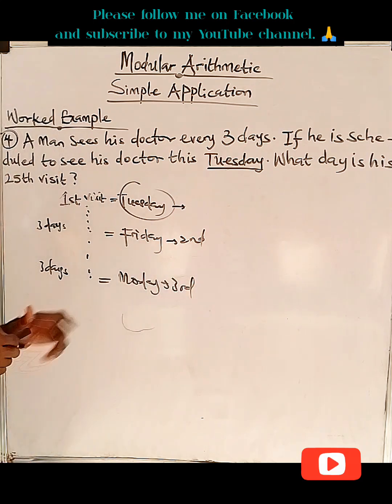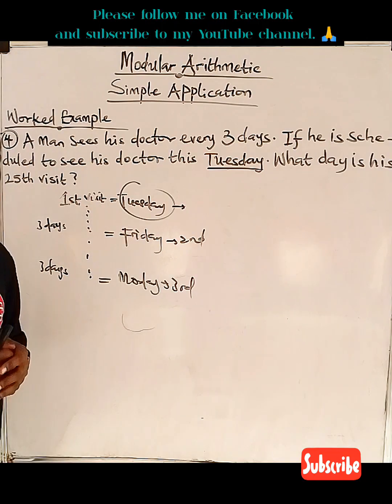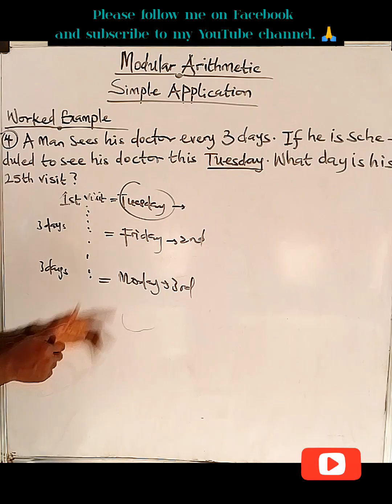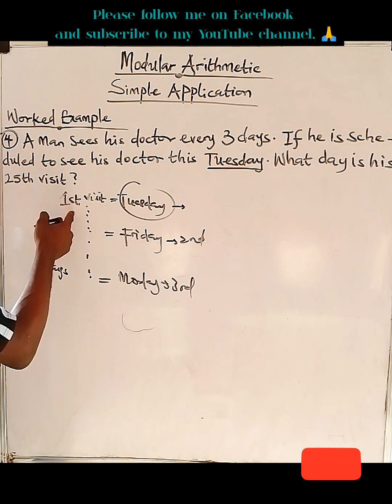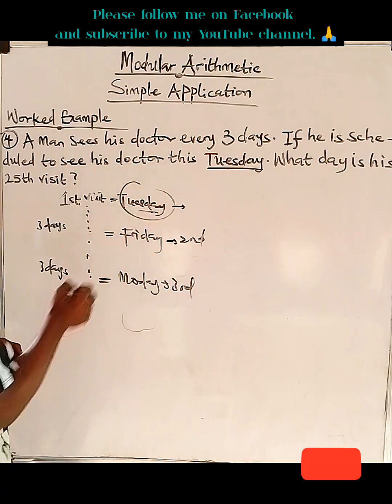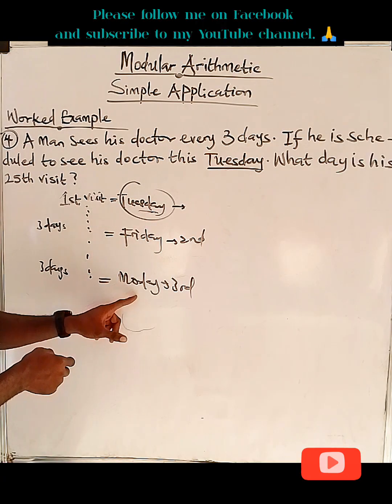Don't forget, we are asked to solve for the day that the 25th visit will be. I'm just trying to see what the third visit will look like. The first visit is Tuesday, the next visit is Friday, and the third visit is Monday.